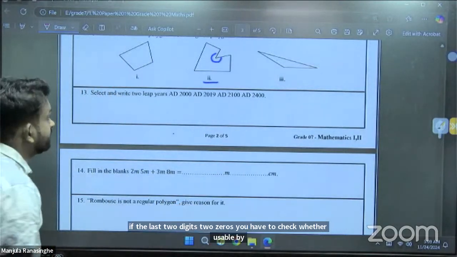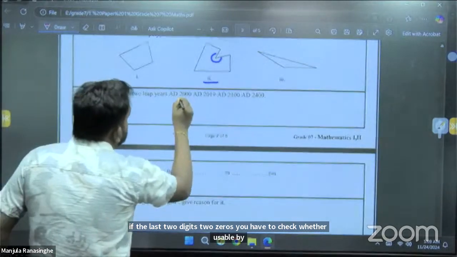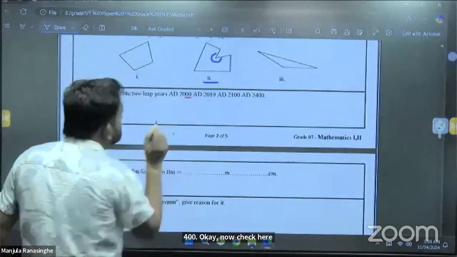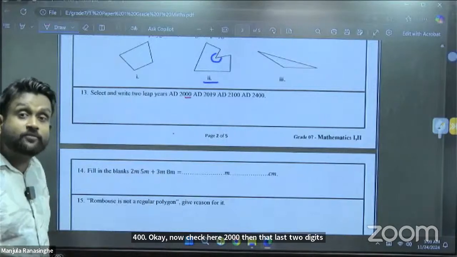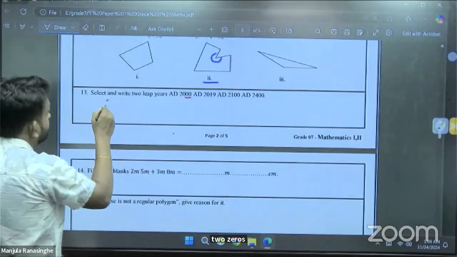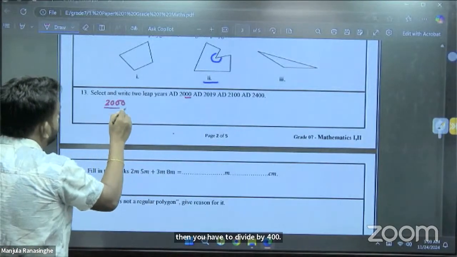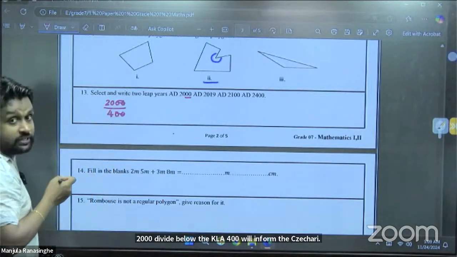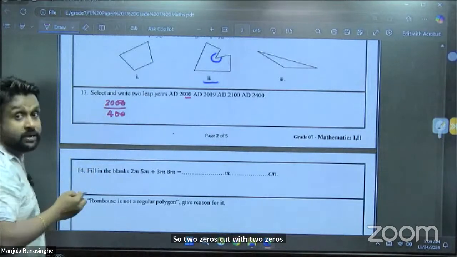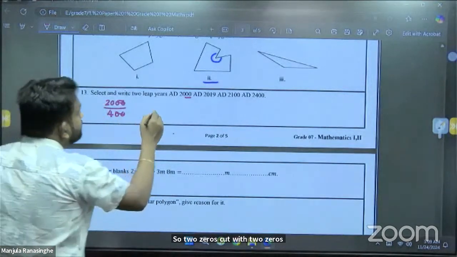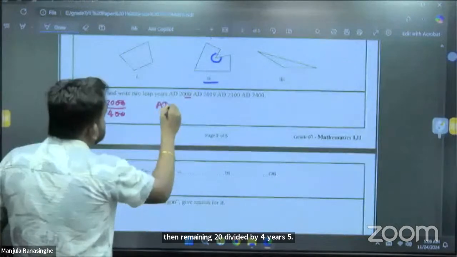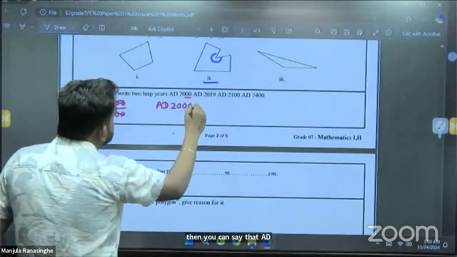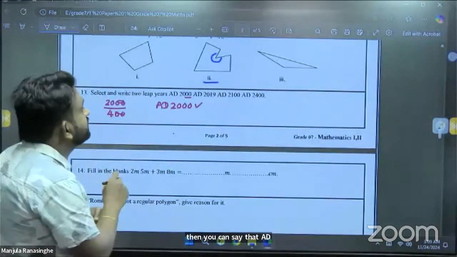Now check here 2000. The last 2 digits are two zeros, so you have to check divisibility by 400. How do we check whether 2000 is divisible by 400? Cut two zeros with two zeros. Then the remaining part, 20 divided by 4, yes, gives 5. So you can say that AD 2000 is a leap year.